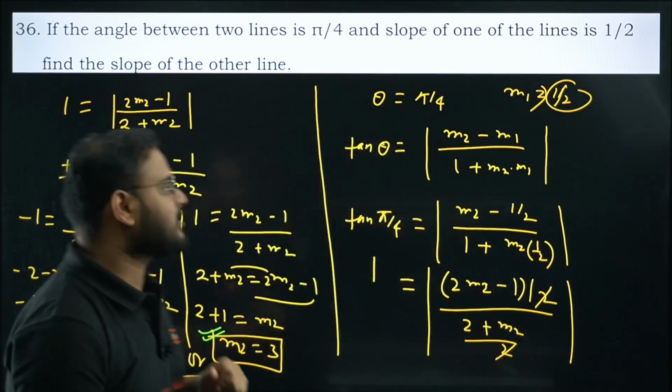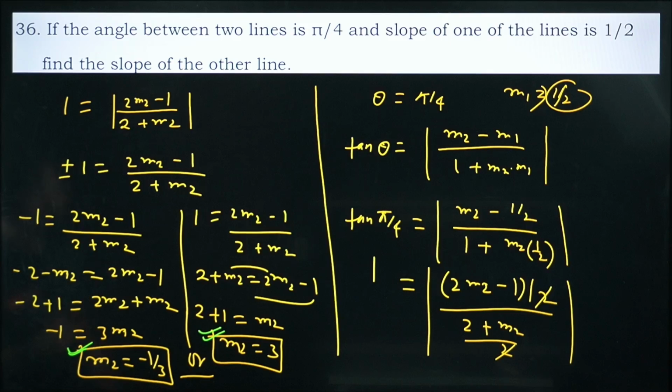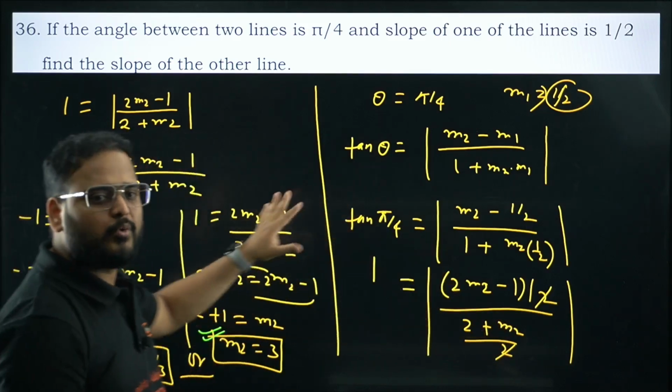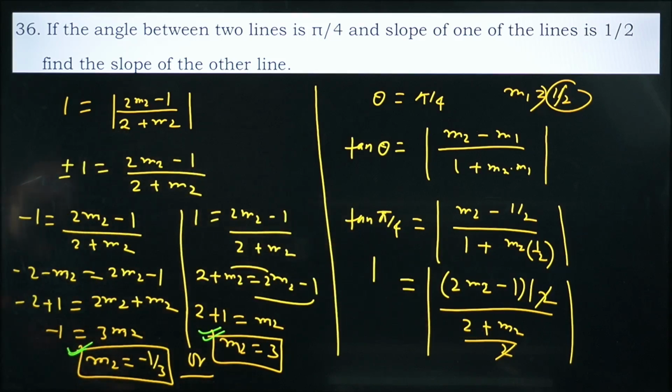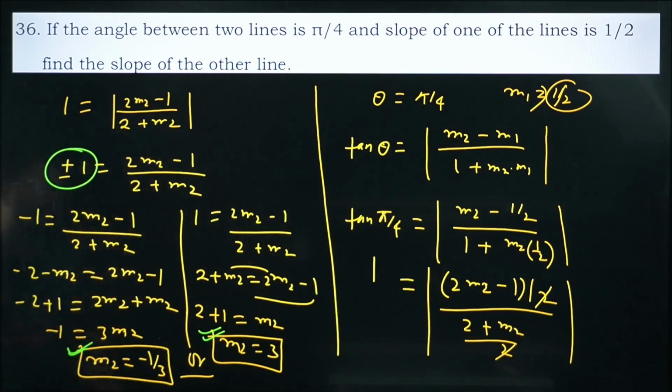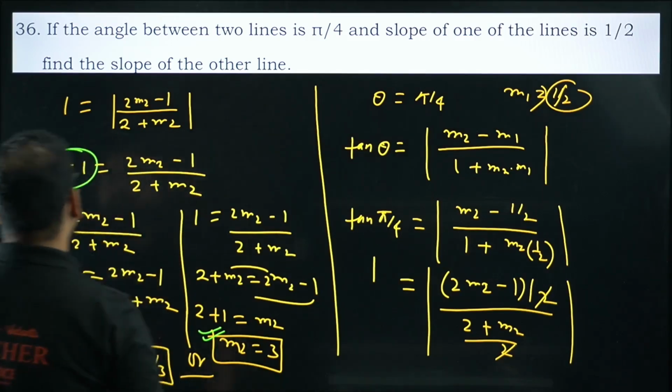Okay. Let's move on to question number 37. I'll give you a second to have a look. Simple calculation. Nothing difficult at all. I think you can do this very simply. If you remove the mod, you'll have both plus and minus. You've taken both the cases separately: case 1 for negative, case 2 for positive.